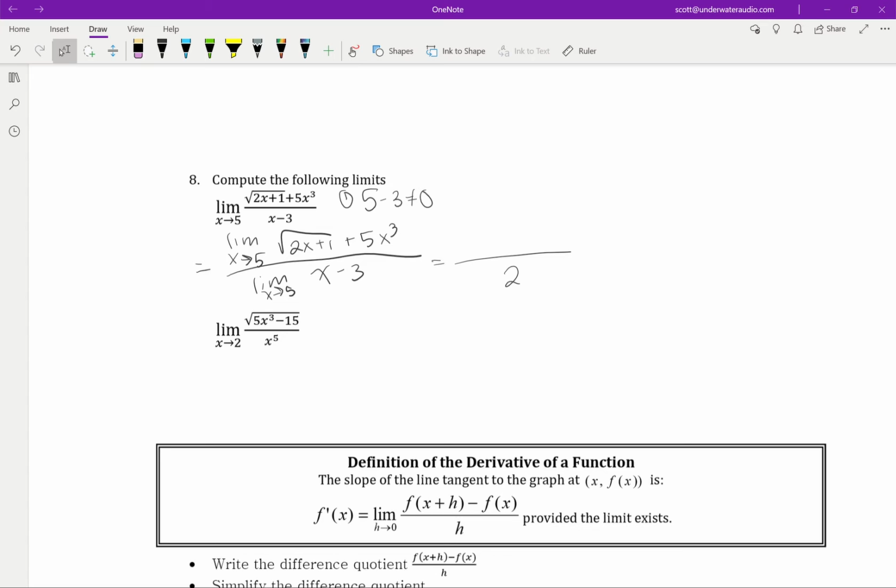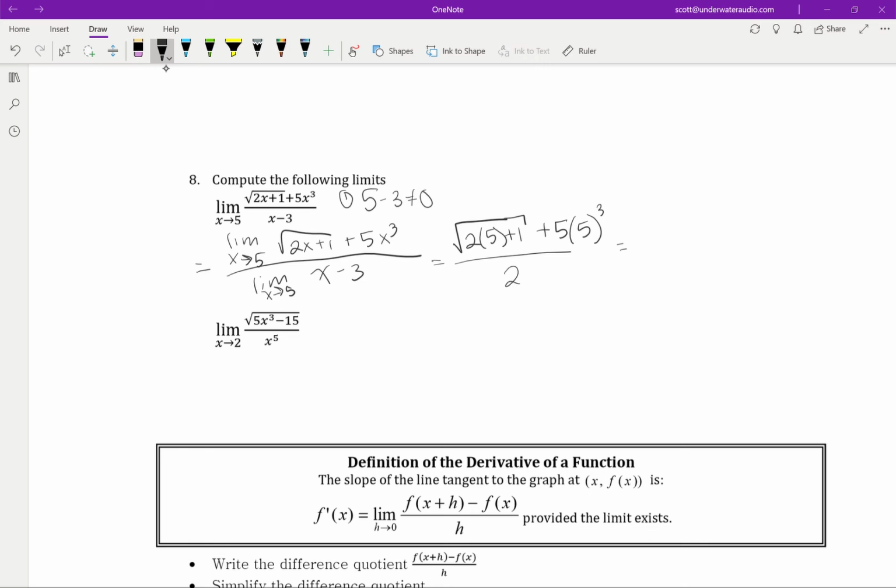So I would start by just plugging it in, because if I can just plug it in, then I'm good to go. 5x plus 3, that's a polynomial, and the square root of 2x plus 1, both of those things are pretty smooth. So if I can just plug it in, then I'm done. Okay, so I get 2 times the square root of 2 times 5 plus 1, and then plus 5 times 5 cubed. Wow, that is pretty big.